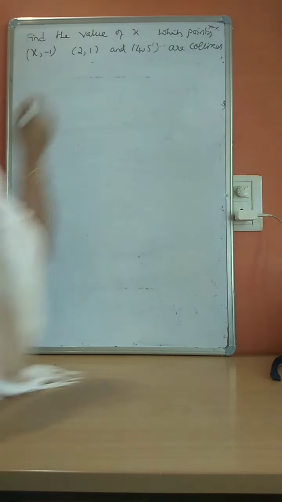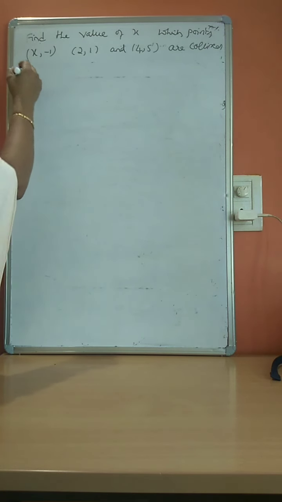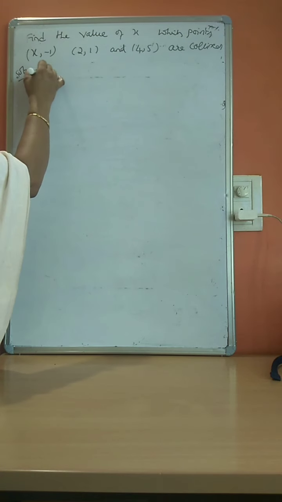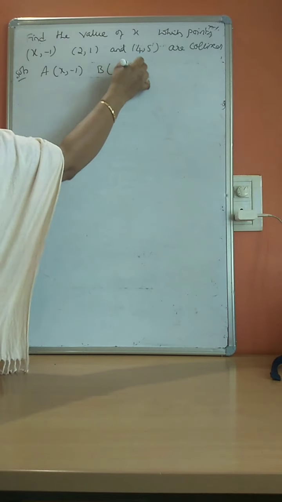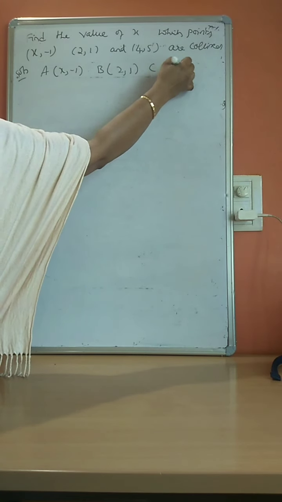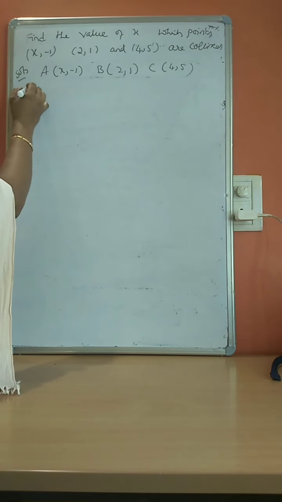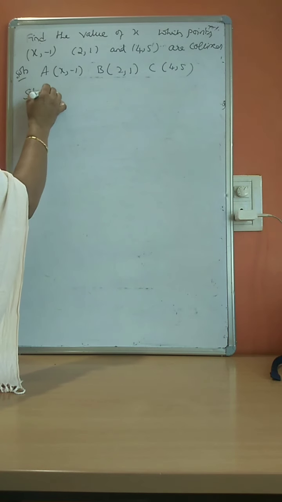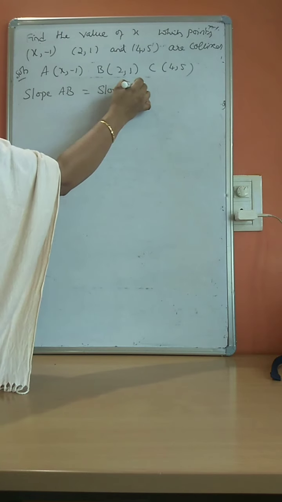See, collinear means you have to remember that slope of AB must be equal to slope of BC. Let us represent the given points as A of x comma minus 1, B of 2 comma 1, C of 4 comma 5. Collinear means the points lie on the same straight line. So hence slope AB must be equal to slope BC.